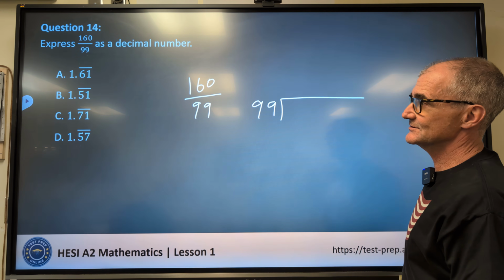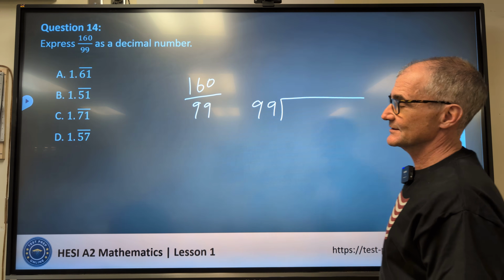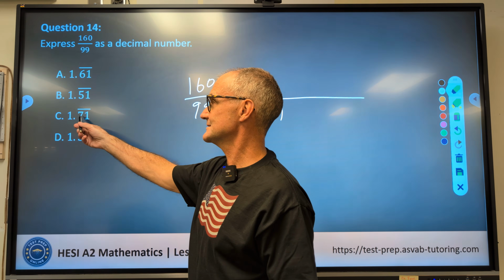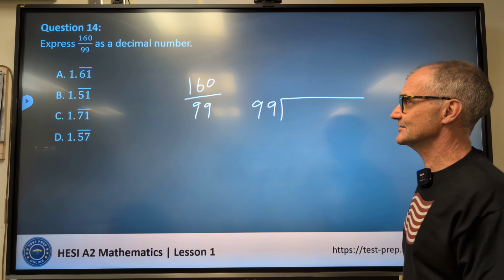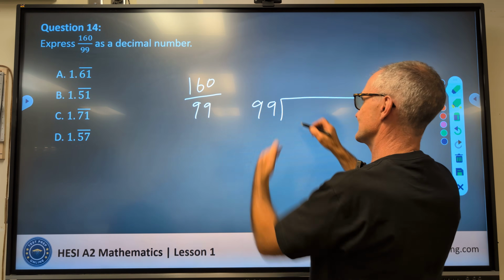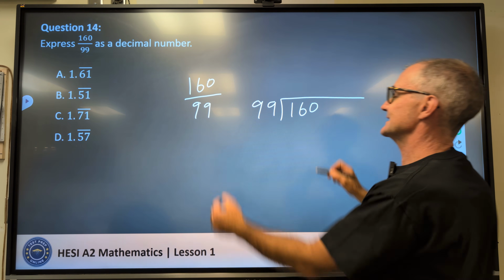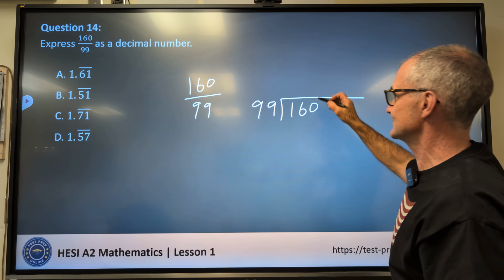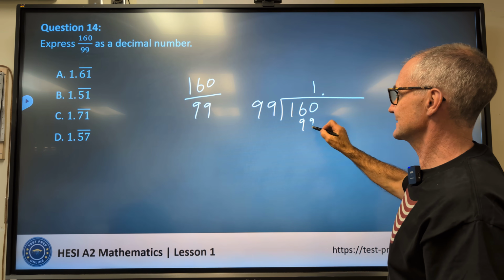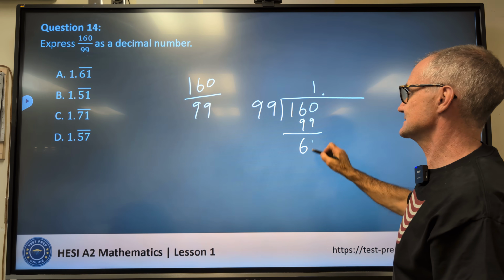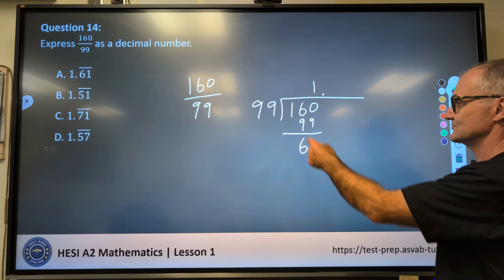Hopefully we won't have to go too far, only maybe 1 decimal place, or if it's these, 2 decimal places, but I think we're only going to have to go to 1 decimal place. So that thing falls over. I want to know how many times 99 goes into 160. It goes in there once. There's my decimal place. 99 goes here. This is 61, right? Borrow.